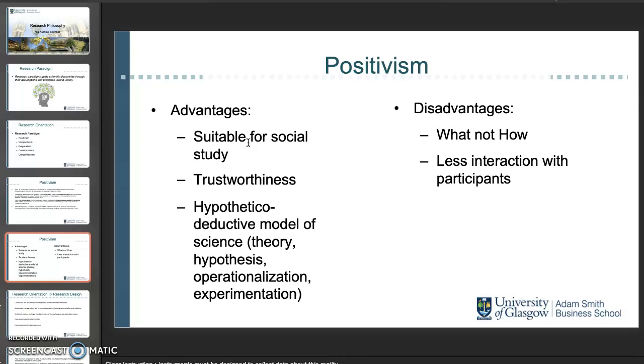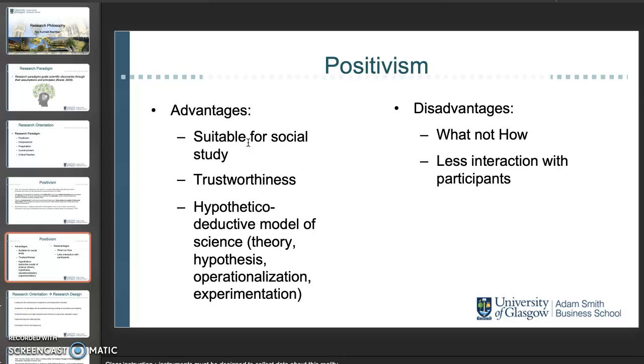So actually, positivism is a hypothetical-deductive model. Why do we say that? Because if we want to put it in order, we start by reading the literature, looking at the theory. What do we have in the literature? After that, we make a hypothesis, based on the previous studies and the common studies out there. What kind of hypothesis do we build?